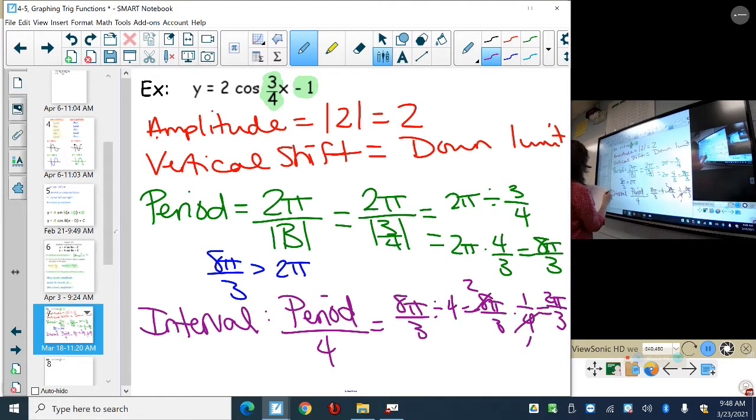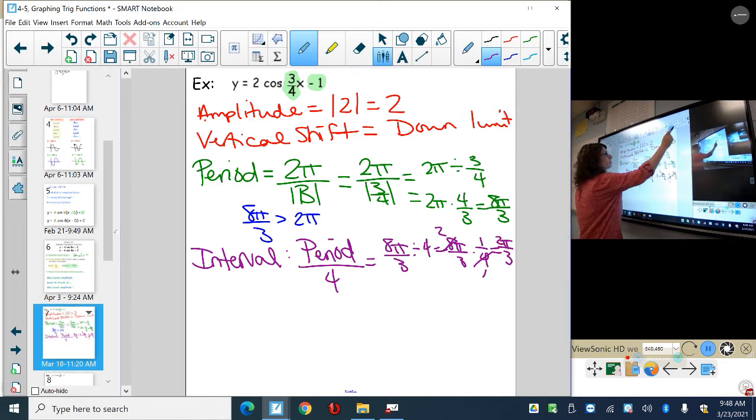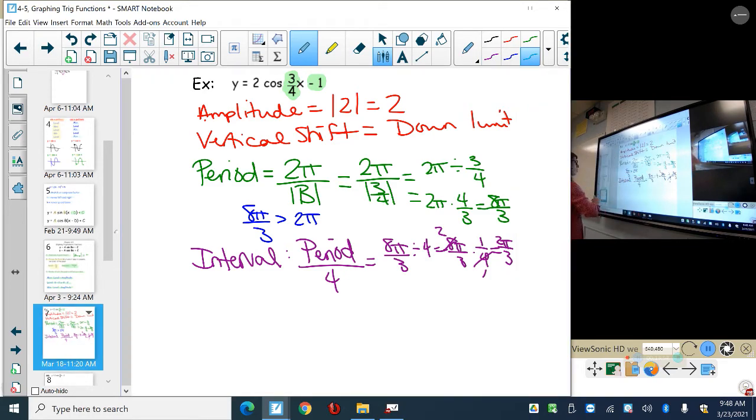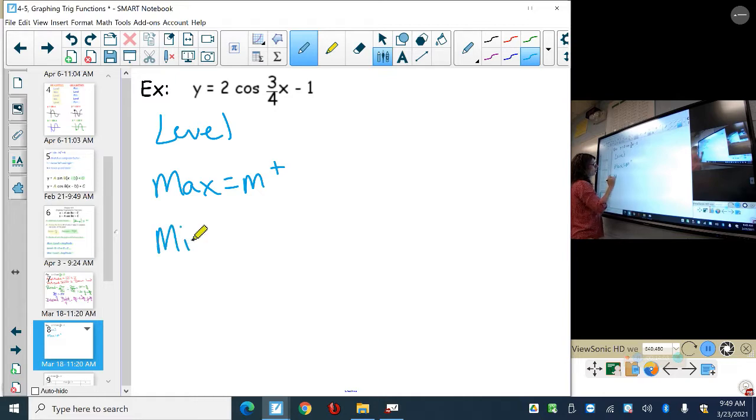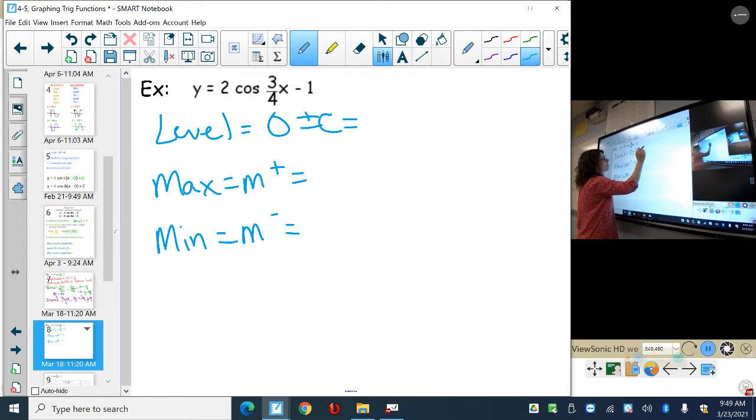Okay? So next, I need to find my max, level, and my min. So I'm going to find my maximum, and my level, and my min. Okay, my level is done by 0 plus or minus c. So that's going to be 0 minus 1, which is -1.